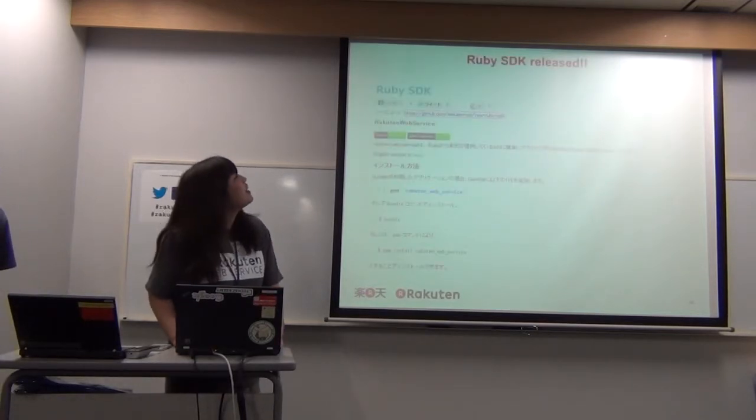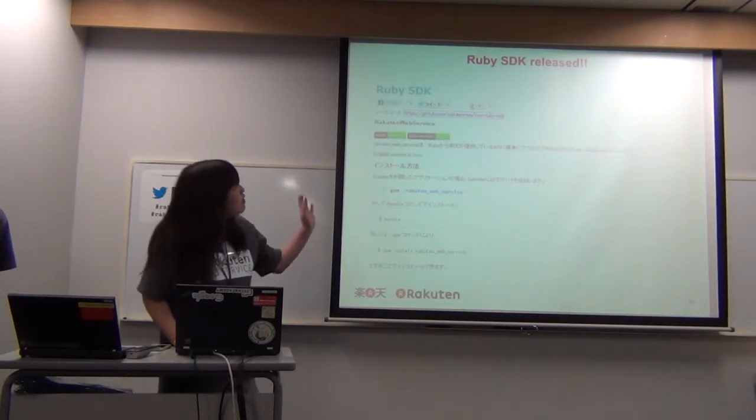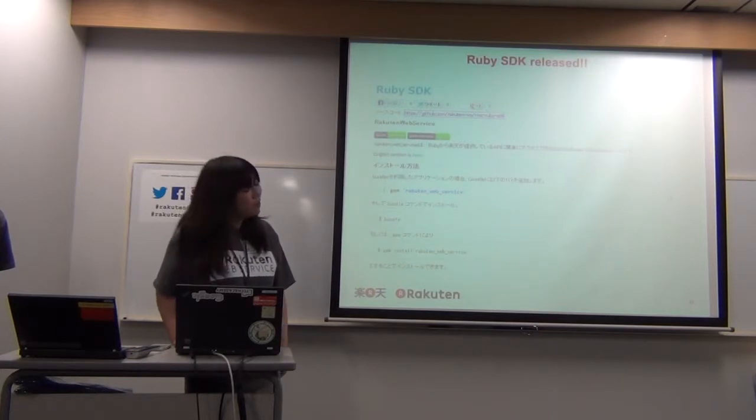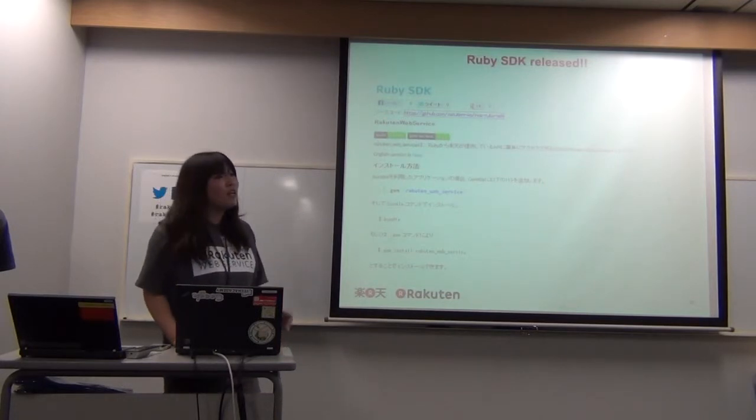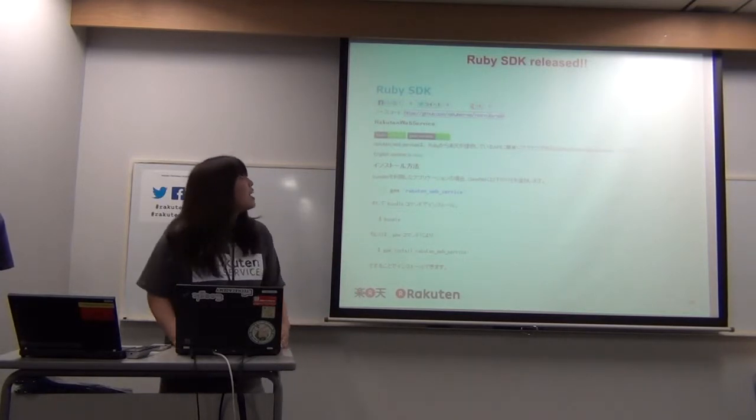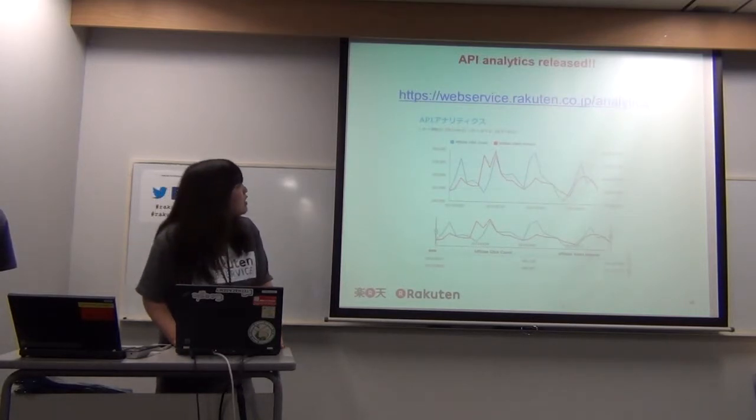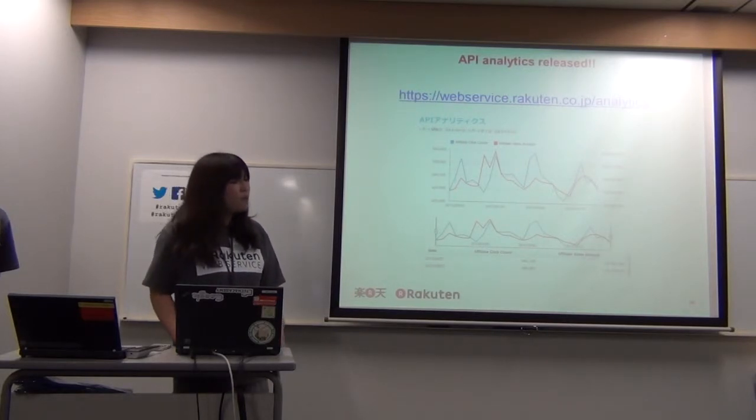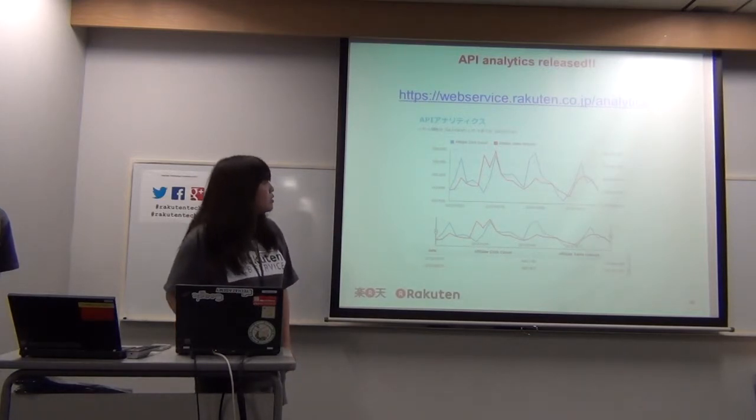First, we release a Ruby SDK, and the other, we provide a PHP SDK. So if you are a Ruby or PHP user, please use these. We upload these SDKs on GitHub. And we release API analytics. This is analytics of your API request calls and your affiliate fee analytics.